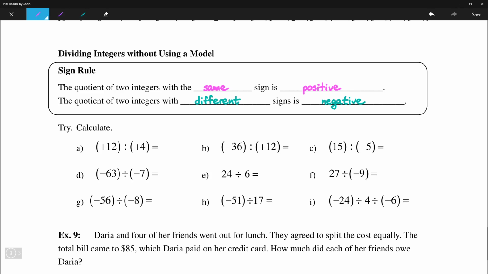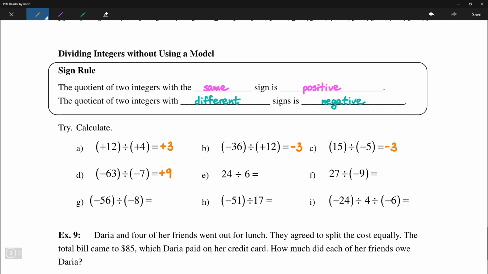Quickly here we have some examples. 12 divided by 4, both positive, so the result will be +3, or just 3. -36 divided by +12. Notice that the dividend and divisor have different signs, so the result here will be negative, and it will be -3. Likewise, in part C, 15 and -5 have different signs, so the quotient will be negative, so this was -3 again. And afterwards, -63 divided by -7, since both those integers are negative, the quotient will be positive, so this would be +9.